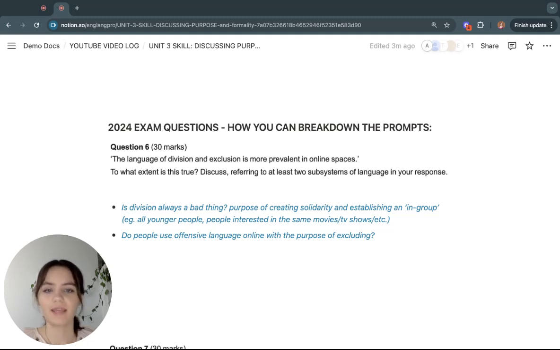And if we're thinking, okay, well, in the context of online spaces, even if you're sort of struggling to think of this prompt, relate it to yourself and think, well, in online spaces, you may usually discuss things with younger people, people in a similar demographic, people with similar hobbies. Well, in a way, you're kind of divided up, right? You're sort of excluded into different in-groups, establishing an in-group in potentially an easier way in online spaces.